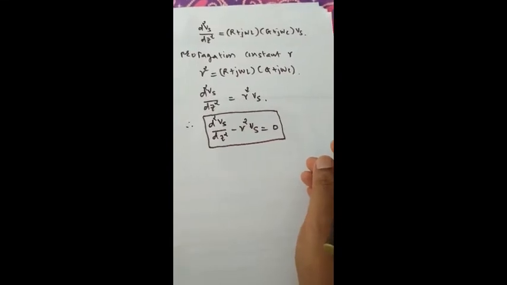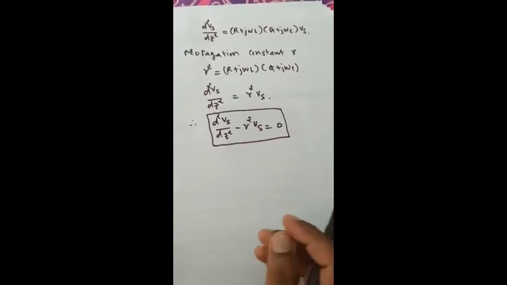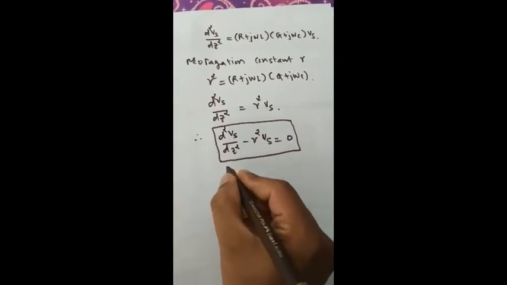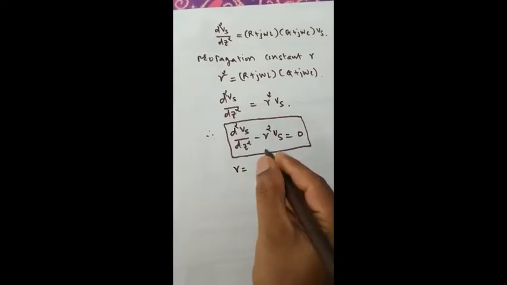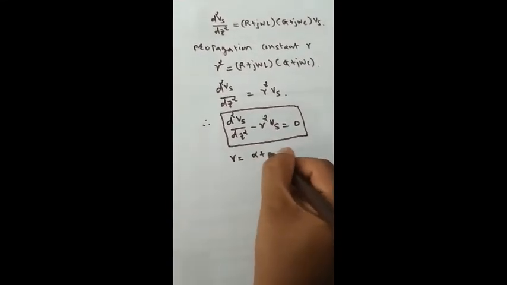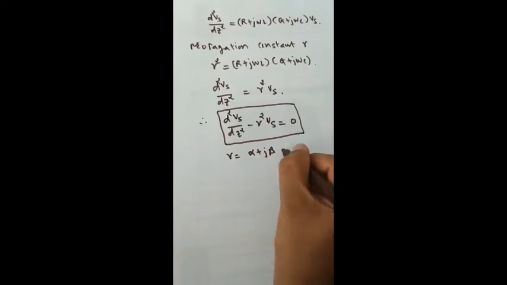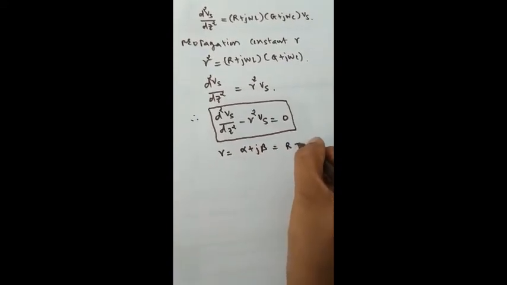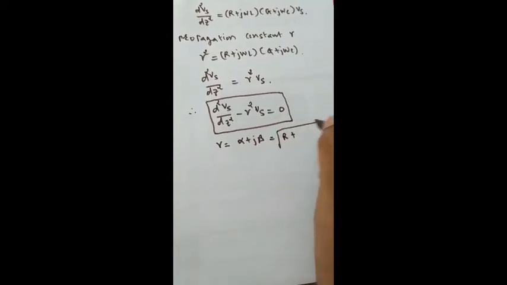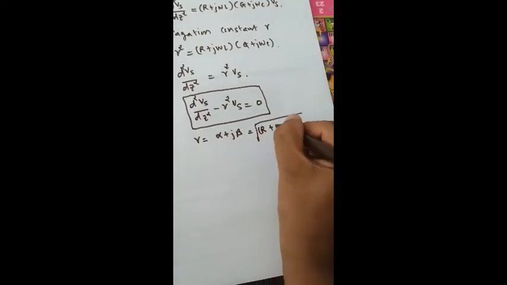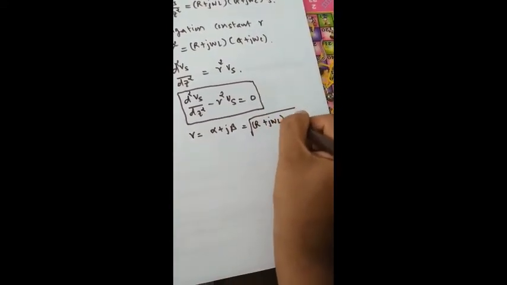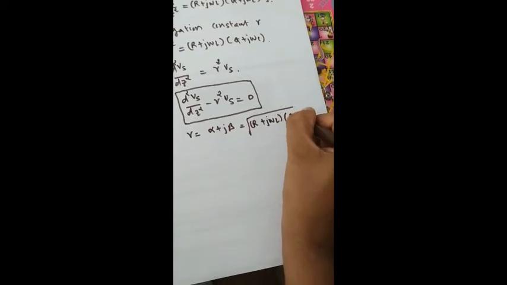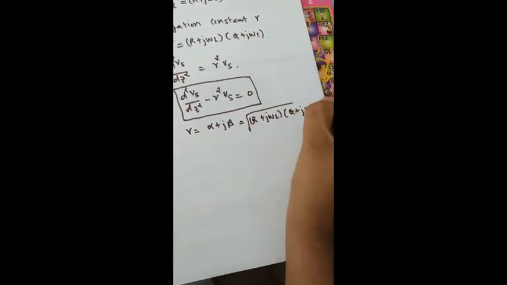So let me once again rewrite the equation as d square Vs by dz square minus gamma square Vs equal to 0. So this final equation can be considered as the transmission line wave equation in terms of the propagation constant gamma, where this propagation constant gamma can be expressed as alpha plus j beta, and that is equal to the square root of (R plus j omega L) multiplied by (G plus j omega C).